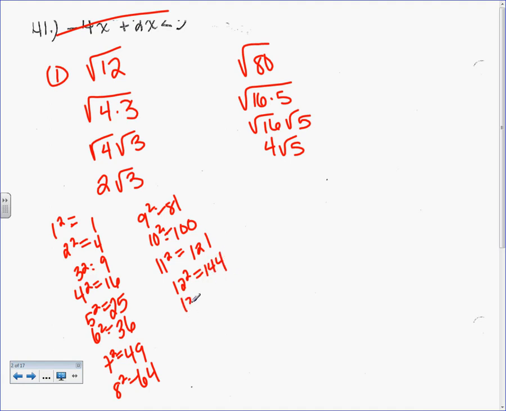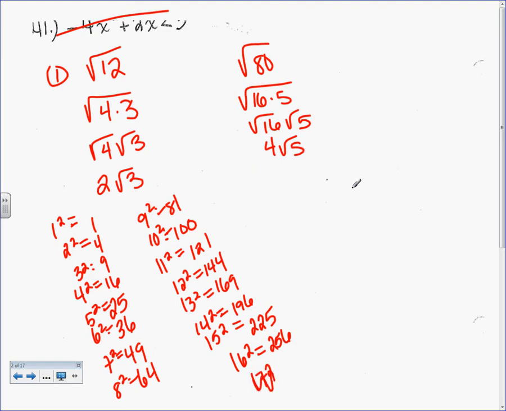144. 13 squared? 169. 14 squared? It's just backwards. It's 196. That's a trick to help you remember it. 15 squared. If you don't know it, take 15 squared. 225. 16 squared? Yes, pull out a calculator. 256. 17 squared?